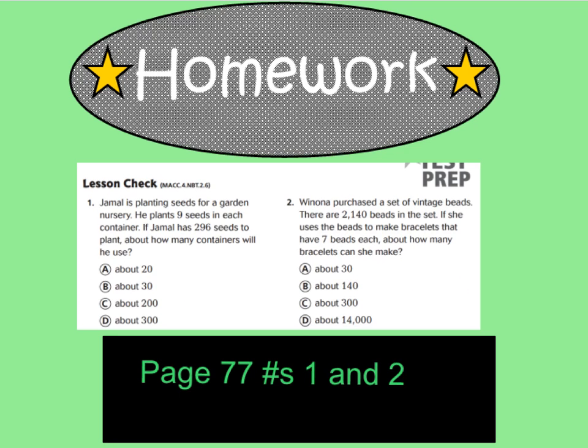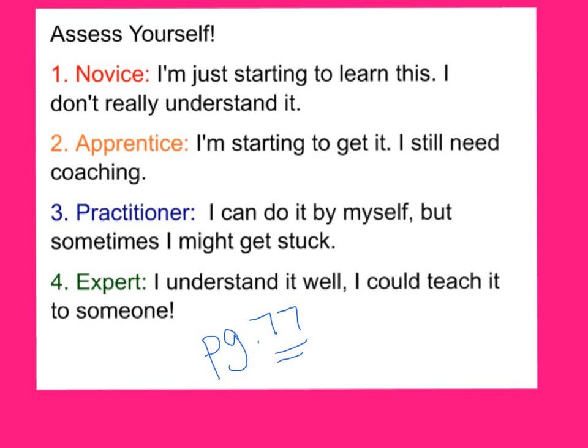Okay, your homework questions are on page 77. Remember that you are only doing numbers 1 and 2, and we are estimating quotients using the compatible numbers strategy. After you get done with your homework problems, I would like you to assess yourself. Please tell me if you feel like you're a level 1, a novice, level 2, apprentice, level 3, practitioner, or level 4, expert. Make sure you write this down at the bottom of page 77 in your Go Math book.